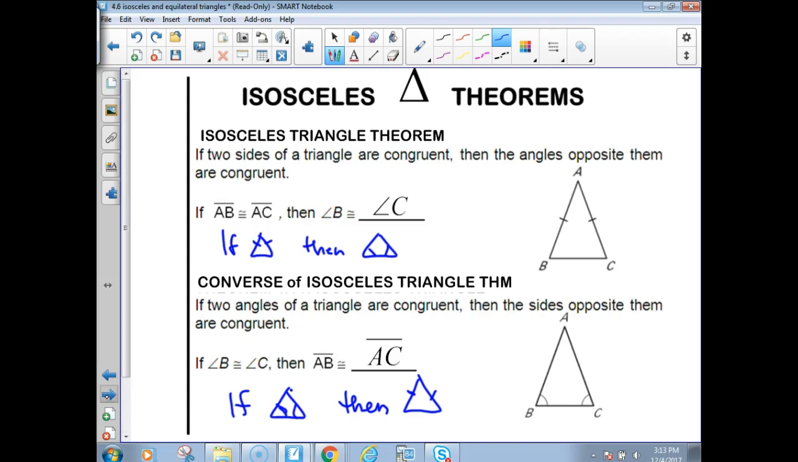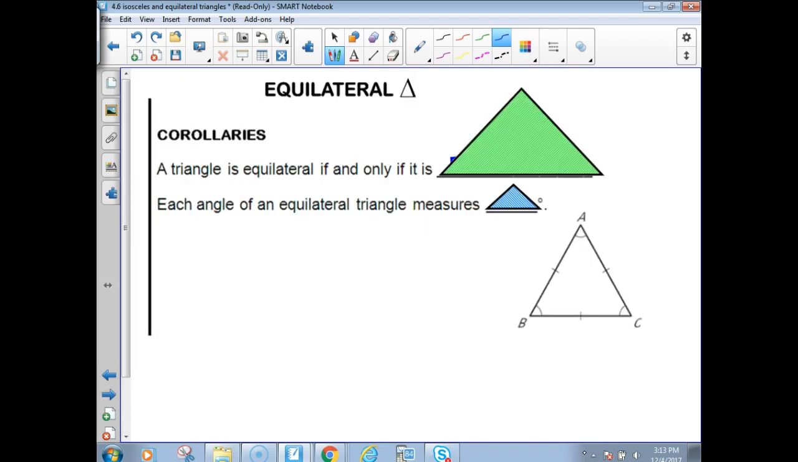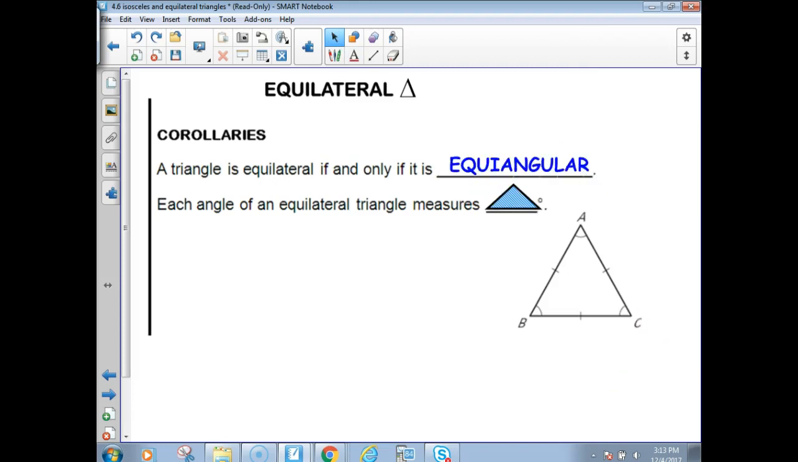Ready. So the corollary to that was, if the triangle is equilateral, if and only if it is equiangular. And each angle of an equilateral triangle measures 60 degrees.